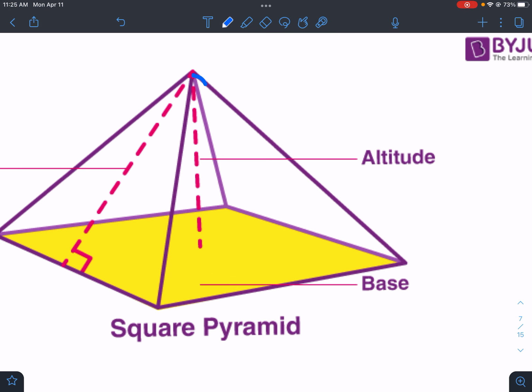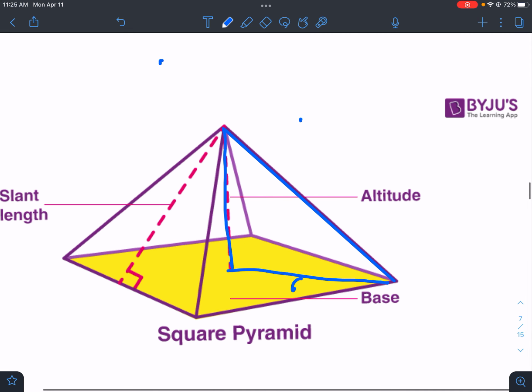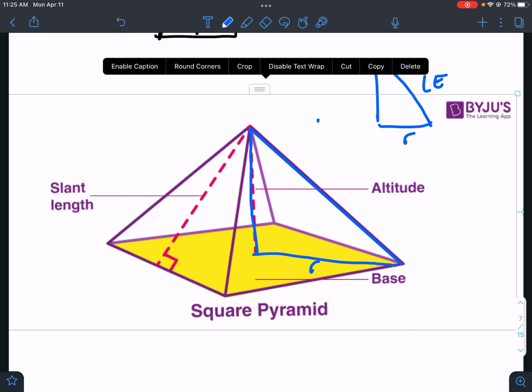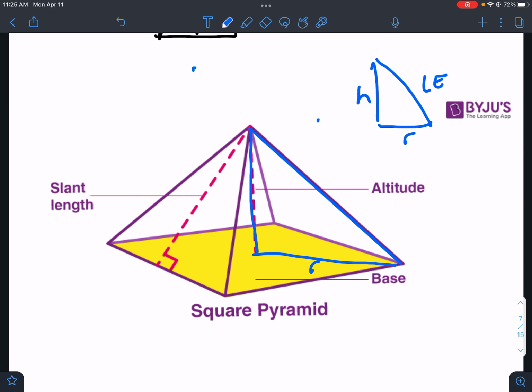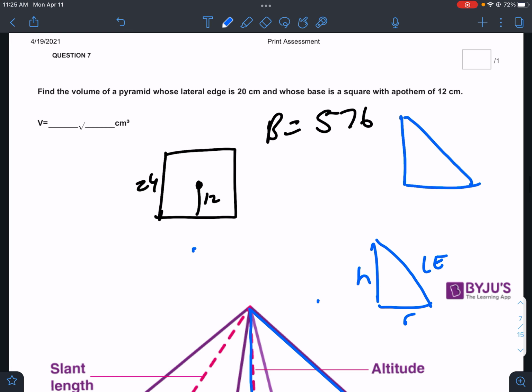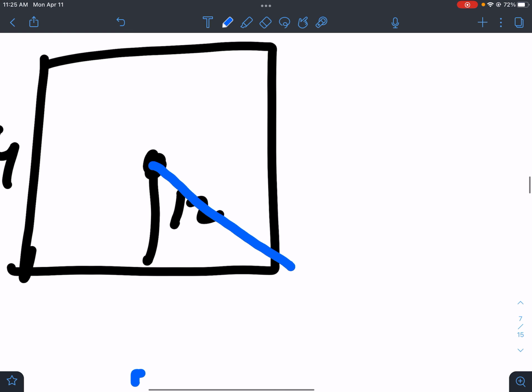So we are given this blue line. That's a lateral edge. We need this, the height. What connects the lateral edge to the height? That is the radius. So we have a right triangle with a lateral edge, radius, and we are trying to find the height. That's what we're going to be working on here.